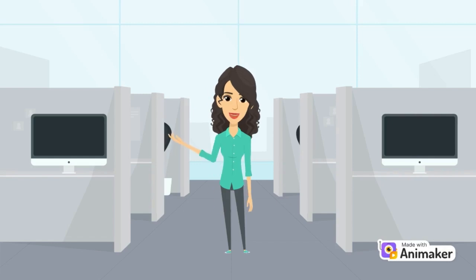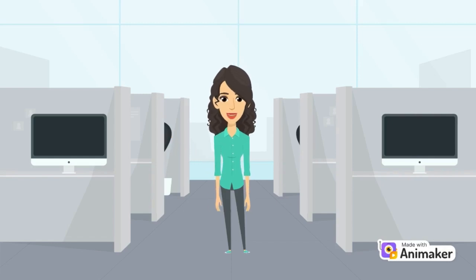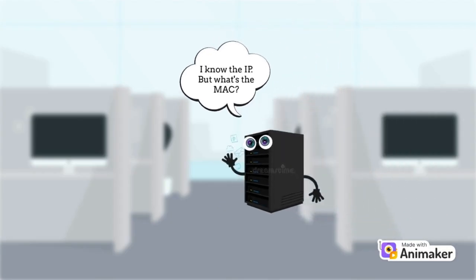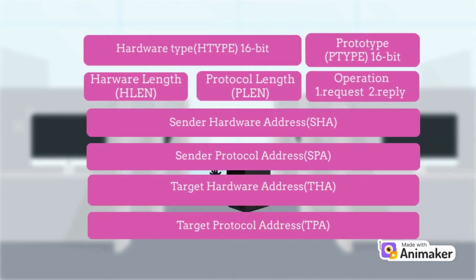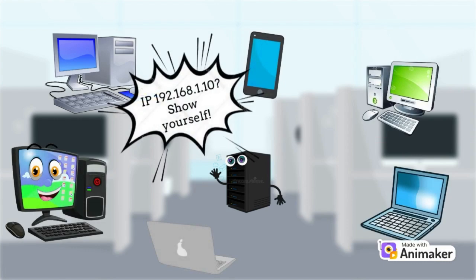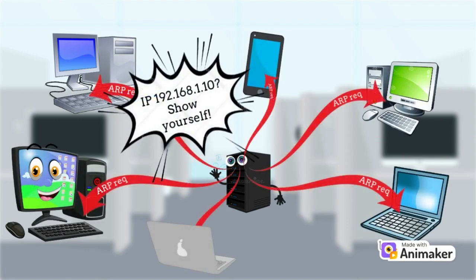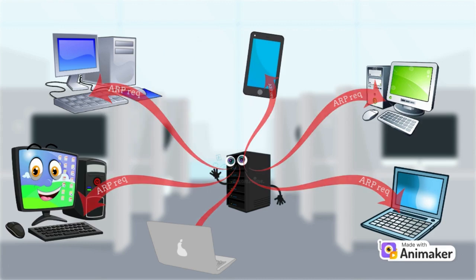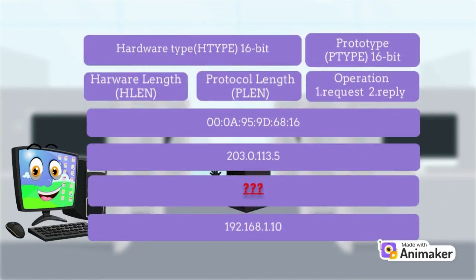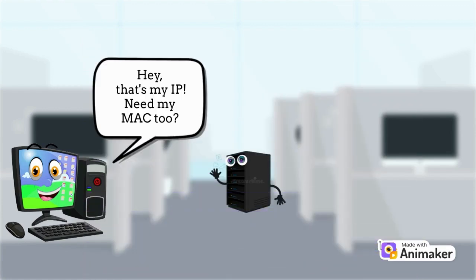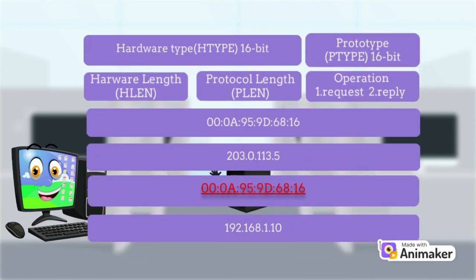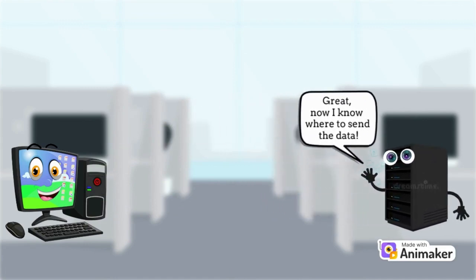But before sending the frame, the server must know the MAC address of the next hop device. Since the server only knows the client's IP address, it uses the Address Resolution Protocol, ARP, to find out the corresponding MAC address. The server sends an ARP request as a broadcast message to the network, asking who has IP address 192.168.1.10. This request includes the server's own IP and MAC addresses. The client recognizes its IP address in the ARP request and responds with an ARP reply, providing its MAC address to the server. Now that the server has both the IP and MAC address of the client, it can create the frame and begin transmission.